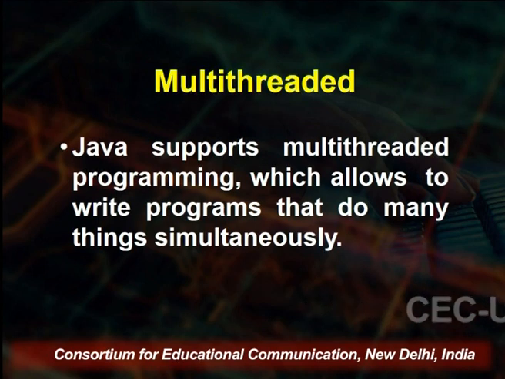it allows a programmer to write programs that do many things simultaneously. So one thread of the program is doing something, another thread is doing something. That is possible within a single program: having different threads, your program can do many things simultaneously. So this facility, named multi-threading, is also available in Java.